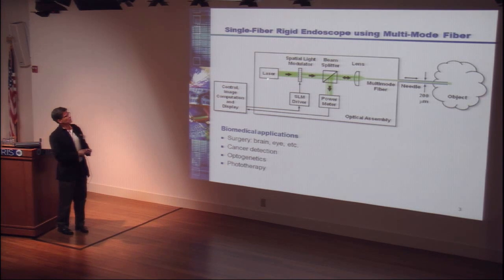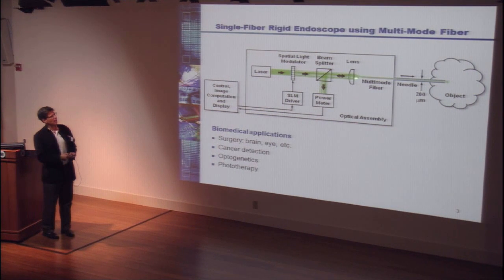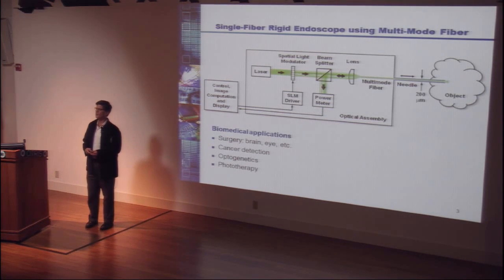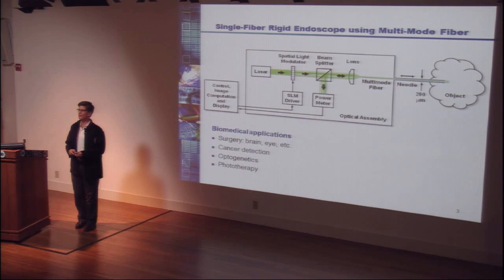So basically you have a laser source here, and you take the beam and you spatially modulate it with a spatial light modulator, and you launch different field patterns into the multimode fiber, and they propagate through the fiber, and they illuminate the object, and then the reflected light gets captured by the fiber and comes back, and you measure the reflected power. So you actually illuminate the object with a sequence of different intensity patterns, and for each one you measure the reflected light, and from that you reconstruct an image.